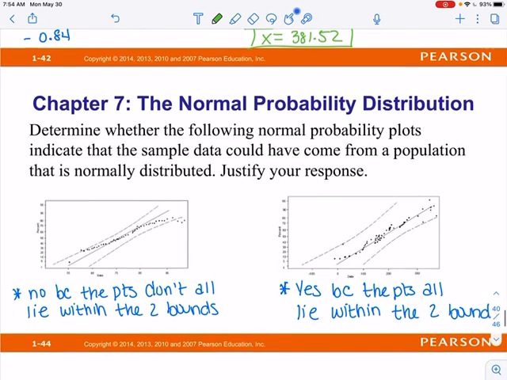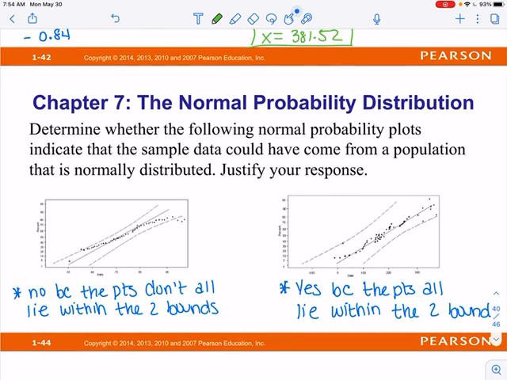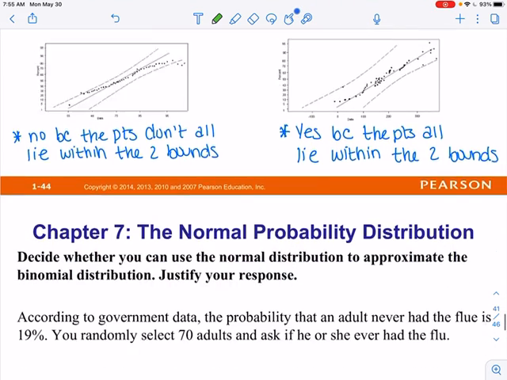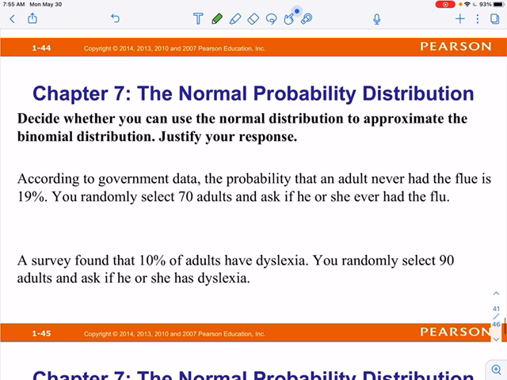Okay, the next question is asking us about looking at our Minitab plots to see whether our distribution is normal or not. So remember, to be normal, all of your dots need to lie in bounds. So the one on the left is not normal because all the points do not lie within the 2 bounds. And on the right, that is normal because all the points do lie within the 2 bounds. Remember, if a point lies on the boundary line, it's still considered in bounds.